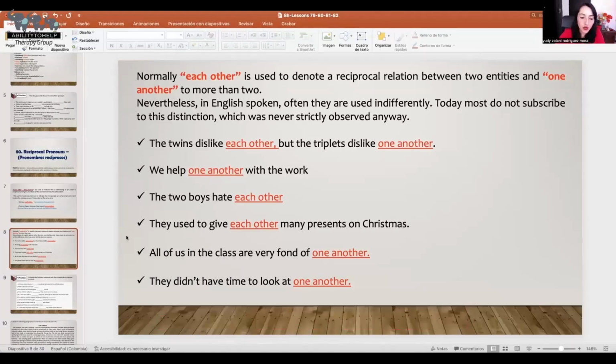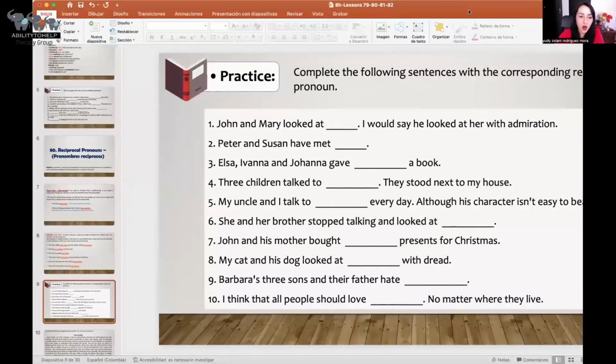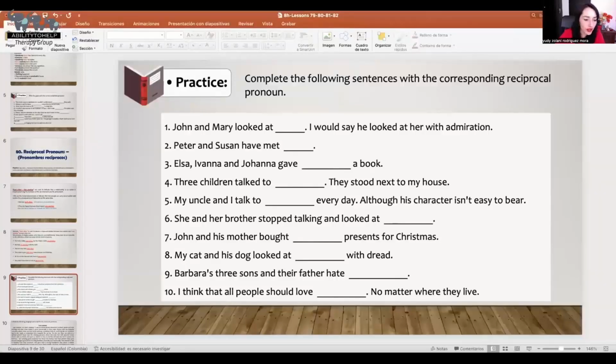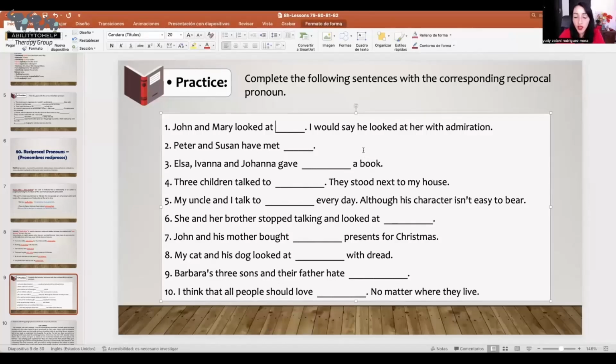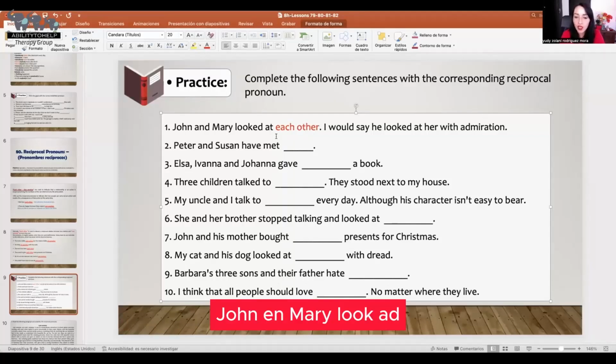Okay, so let's read and let's write one another or each other. John and Mary, just John and Mary. What do you have to write here? One another or each other? We are talking about John and Mary, so that's why you have to write each other. I'm going to change the color, each other, because I'm talking about John and Mary. John and Mary looked at each other.